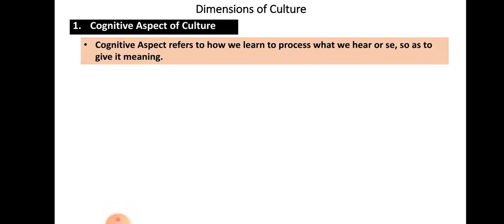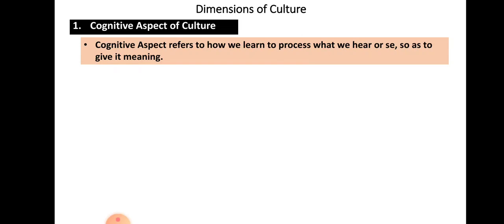Cognitive is related to cognition, which can be defined as the mental action or process of acquiring knowledge and understanding through thought, experience and the senses. That means through our senses we can understand what is going on in the society or in the environment. Thus the word cognitive refers to how we learn to process what we hear or see so as to give it meaning. It also refers to understanding how we make sense of all the information coming to us from our environment.